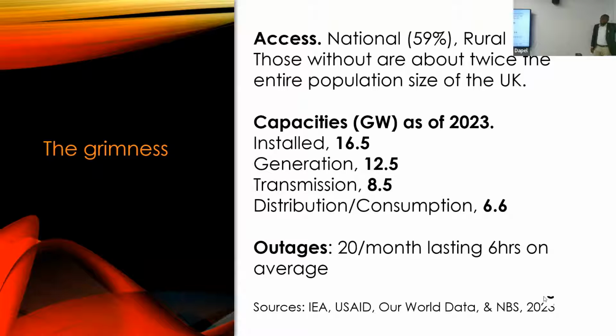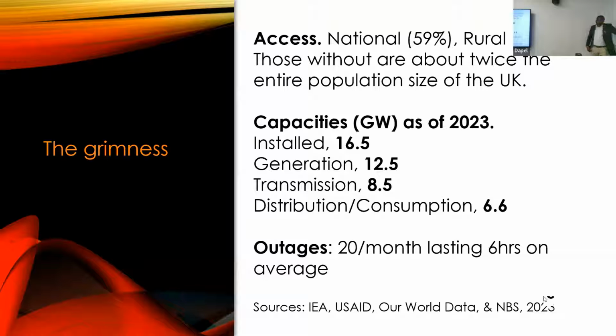Now, here is the grimness of the situation. National access, that is after a series of reforms, increased to roughly 59% of the population, and 60% rural. So over 70% of the rural population have no access to the national grid. And in total, the population of Nigeria without access to the national grid is about 2 times the population size of the UK. The UK is 60-something million people, so we're talking of almost 100 million. We have an installed capacity of 16.5 gigawatts, and a generation capacity of 12.5.